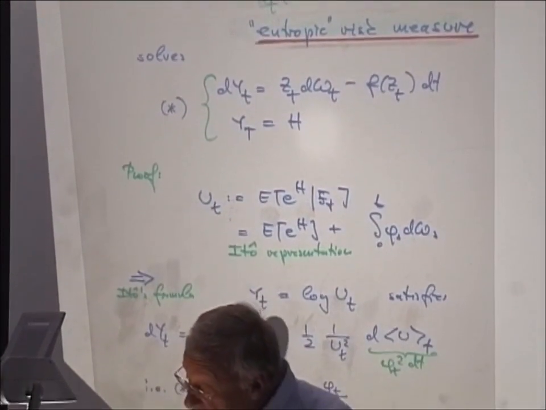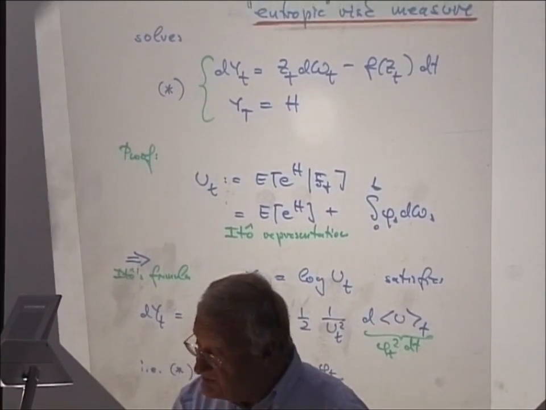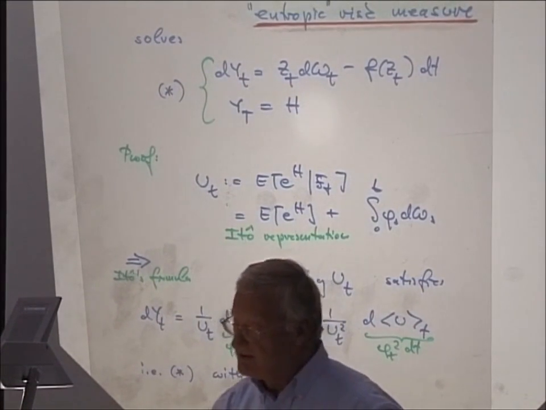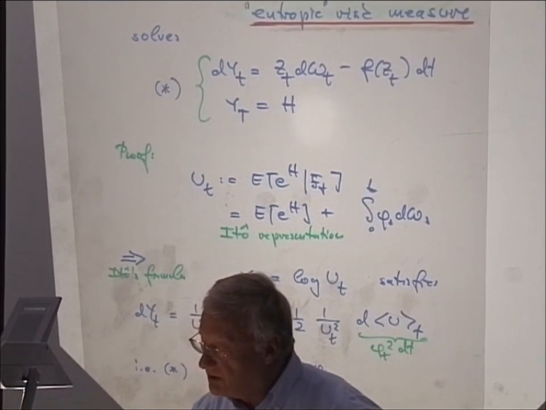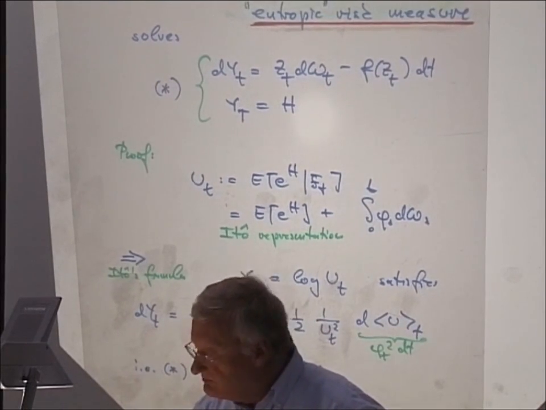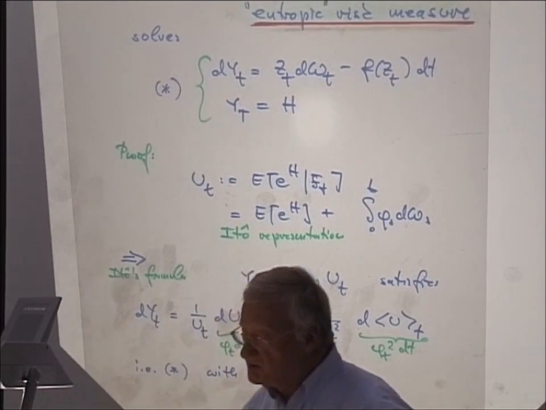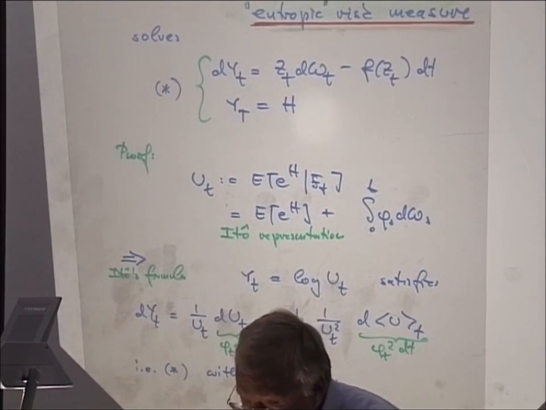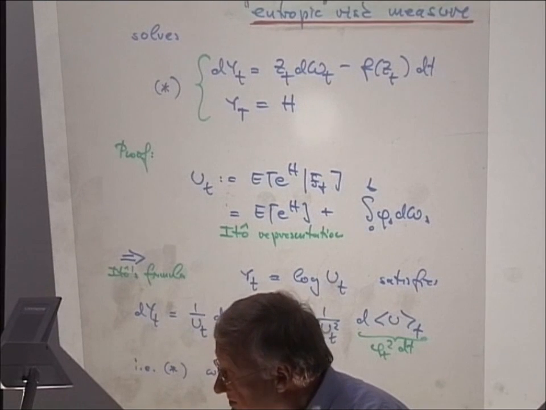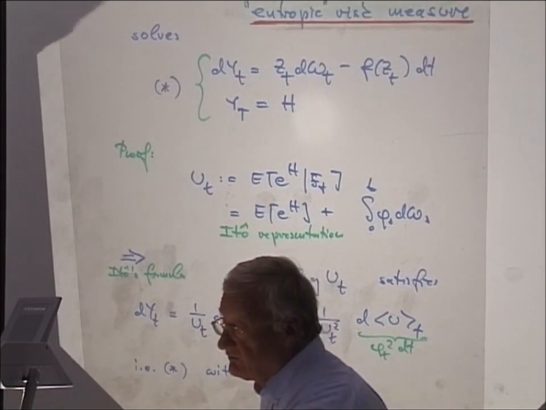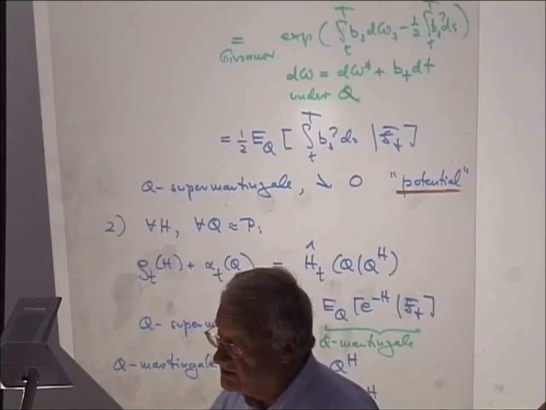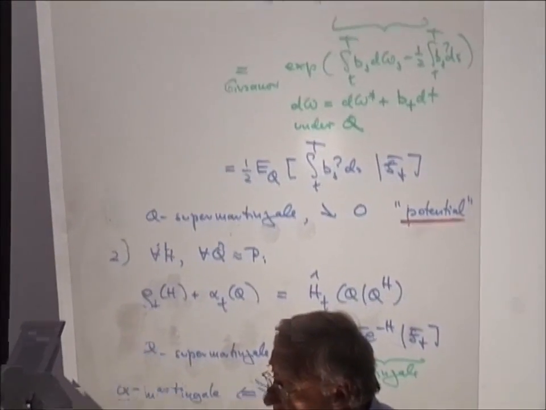Then we apply Ito's formula to y, which is a logarithm of u_t. By Ito's formula we get this. We plug in what we know about u, and we realize it does solve the equation with z_t equal to phi_t over u_t.